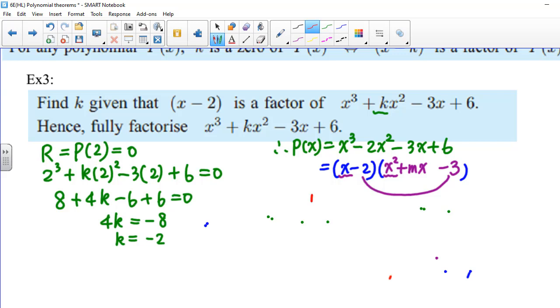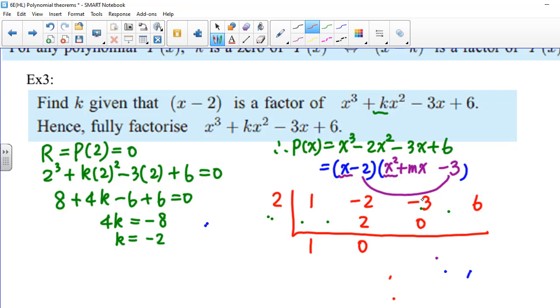So it's 1, negative 2, negative 3, positive 6, since there's no missing term in the polynomial function. Put down the 0 of the divisor. Bring down 1, multiply them. Add them up. Multiply these two. Add them up. Multiply these two. Add them up. The remainder is really 0. And those values are the coefficients of this factor.